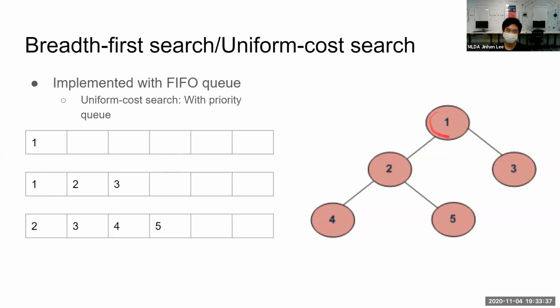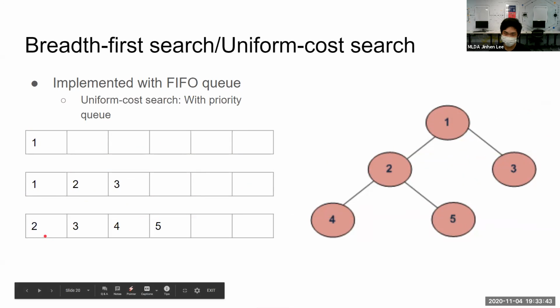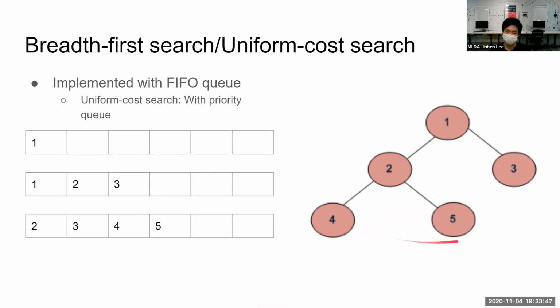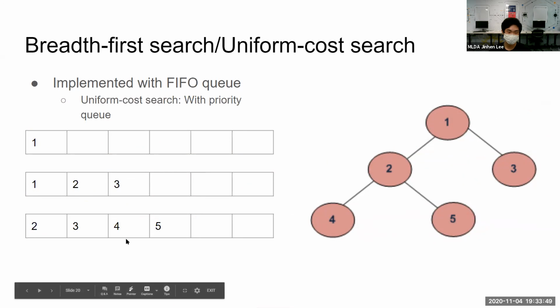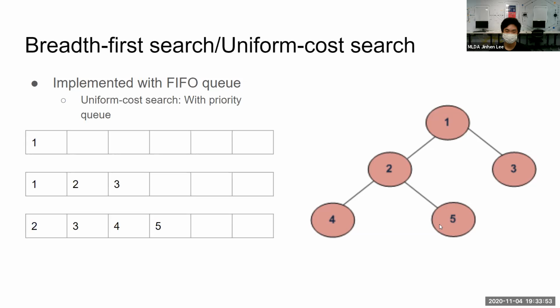And so 1 has no more unvisited children, so you dequeue it. And then for 2, you also take the unvisited children, which in this case is 4 and 5. So you enqueue them. And so similarly, 2, 3, 4, and 5 all have no more unvisited children, so you dequeue all of them subsequently. So in this case, the order of visiting is 1, 2, 3, 4, 5.